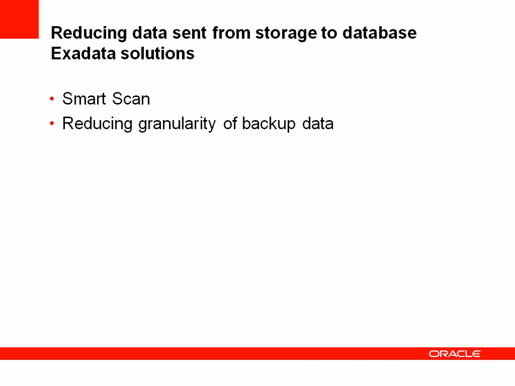One other way that offloading processing to the Exadata storage server software eliminates data sent from storage to the database is in reducing the granularity of backup data. You're probably all aware that RMAN can do block change tracking. What this means is that when you're doing an incremental backup, RMAN will only back up the blocks which contain changed data. It won't be the entire table that's changed, it's only the blocks that have changed.